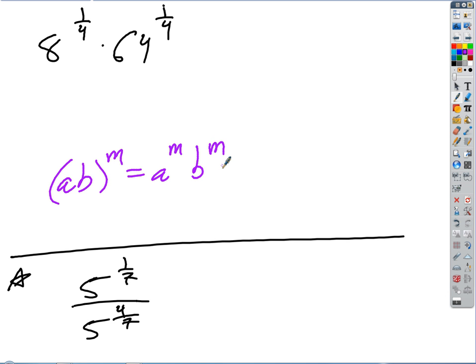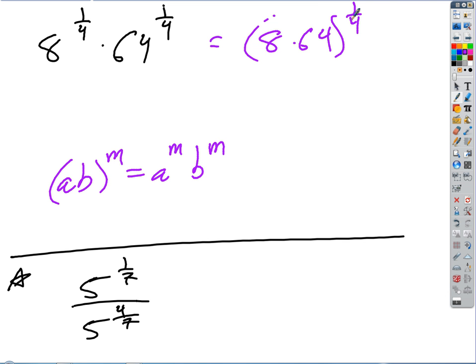So I go either way with that, right? Wasn't it n? I could distribute the exponent to both bases if I wanted to. Or if I knew that I had the same exponent for both bases, I could factor that out and end up with something like that. So one possibility is I could write this as 8 times 64 to the 1/4. But yikes, 8 times 64 is a big number, right? That's going to be hard to deal with.